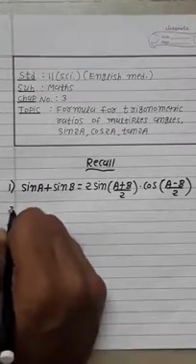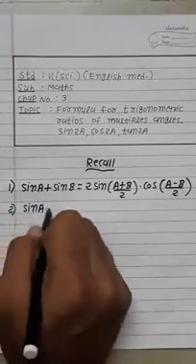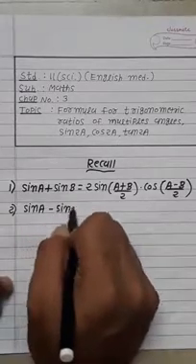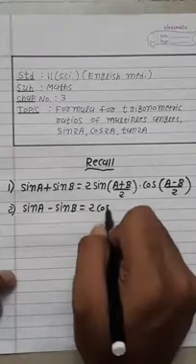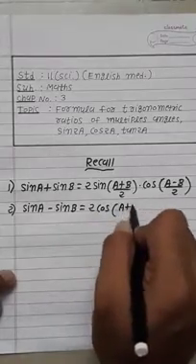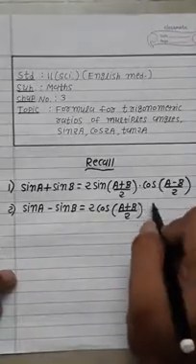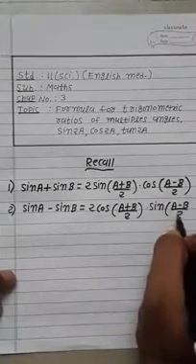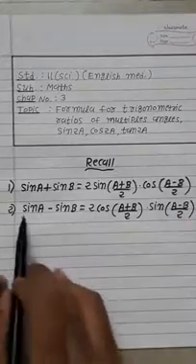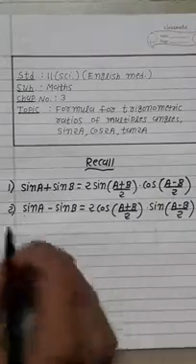Second formula, sin A minus sin B is equal to 2 times cos of (A plus B) divided by 2 into sin of (A minus B) divided by 2. Short form: s minus s is equal to 2cs.